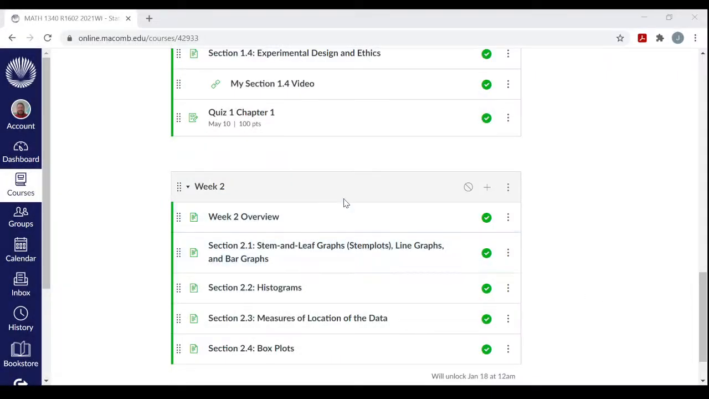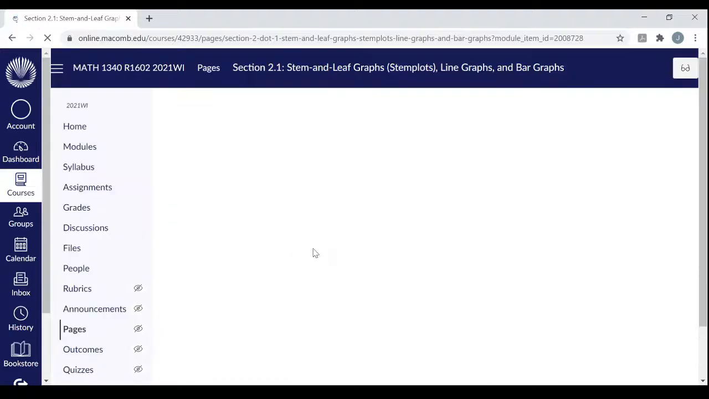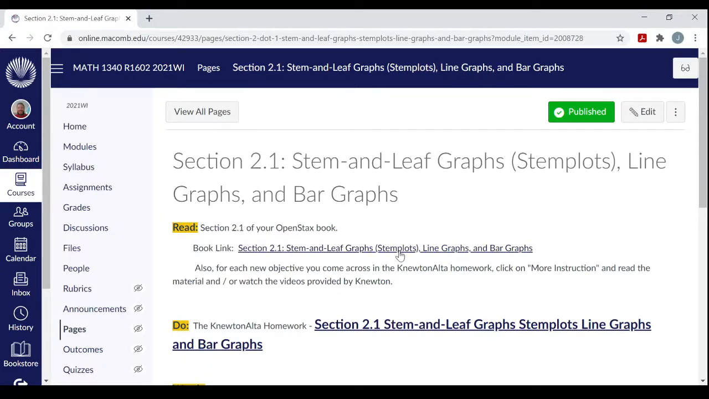Alright, so now I'm in Canvas here in teacher mode, so you're not going to be seeing this just yet. You'll see something different, the week 2 module, but the module will be pretty similar. And you'll have a page for section 2.1. Open that up, and it's just like every other page for the sections.